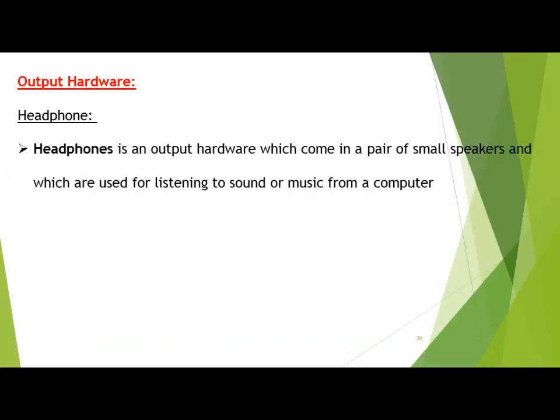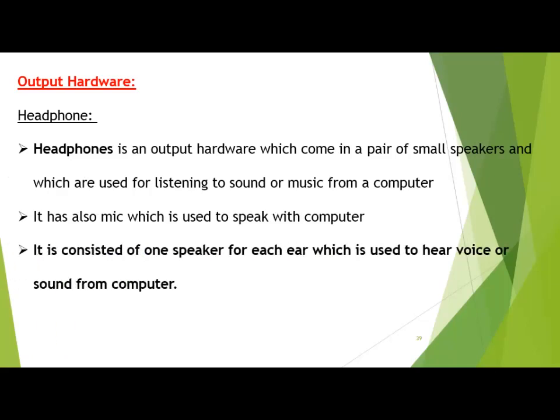Output hardware: Headphone. A headphone is an output hardware which comes as a pair of small speakers and is used for listening to sound or music from a computer. Headphone is another kind of speaker, but it can also come with a mic. So you can say it has input and output devices both at a time. The mic is used to speak with the computer, and you listen through the headphone. It consists of one speaker for each ear, which is used to hear voice or sound from the computer.